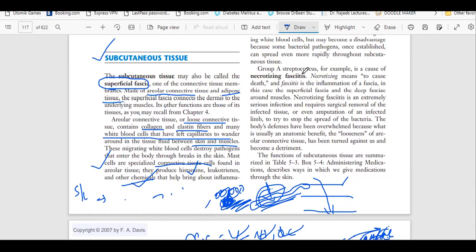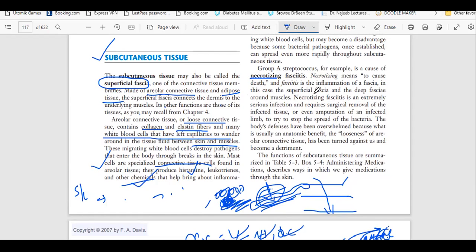Group A streptococcus, for example. Here is one example of bacteria, that is streptococcus. It is a cause of necrotizing fasciitis. Necrotizing means to cause death. Fasciitis means inflammation of fascia. So the superficial fascia will die because of fascial inflammation.